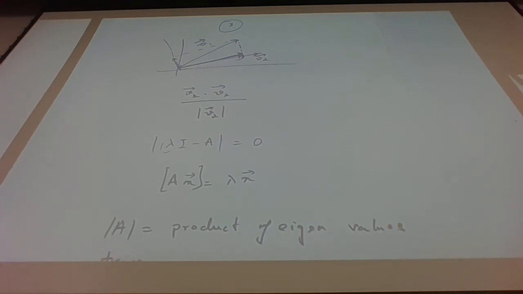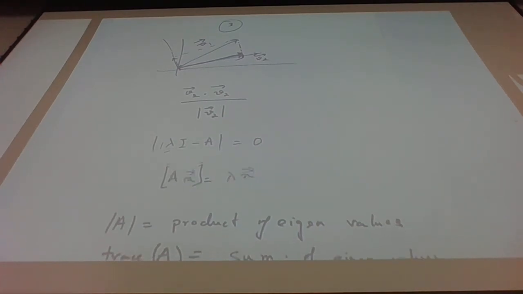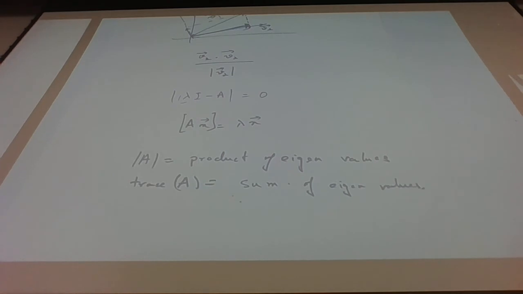How do you find trace of A? Trace of A means the summation of the diagonal terms. It's just the sum of the diagonal terms, which is equal to the summation of eigenvalues. So this means that just using eigenvalues, you can argue a lot about the matrix A. You can find the determinant, you can find the trace, you can find other things. So that's why the eigenvectors are characteristic directions.